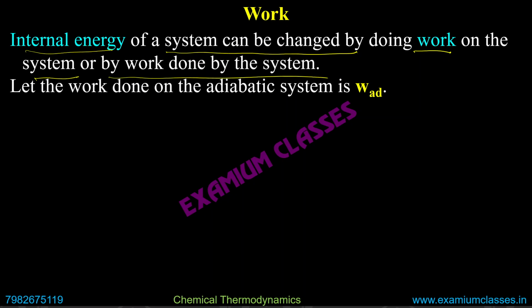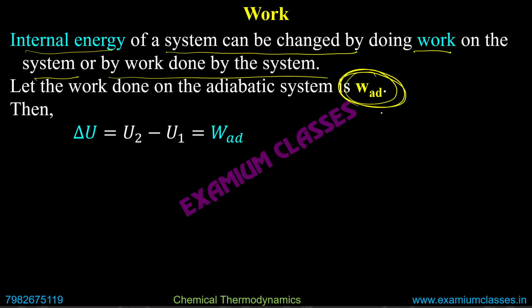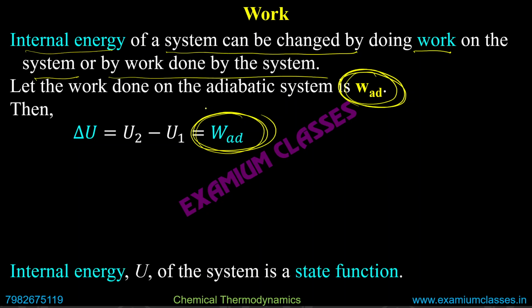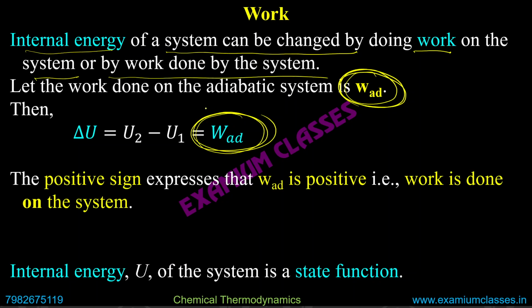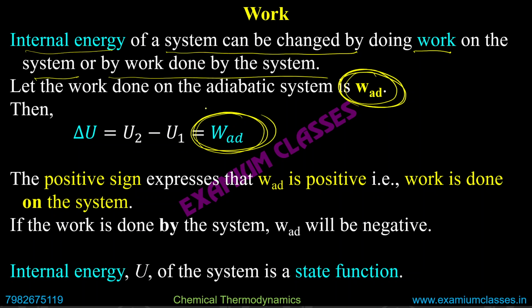Let the work done on the adiabatic system be W_ad. Why am I saying adiabatic system here? Because here we are not considering any concept of heat change. We are not changing heat, only work is being done. Then the change in internal energy obviously will be whatever energy is changed due to the work done by the system or on the system. So internal energy U of the system is a state function. It depends only on initial and final values. The positive sign here expresses that W_ad is positive, that is work is done on the system. If the work is done by the system, in that case we will consider W_ad as negative.